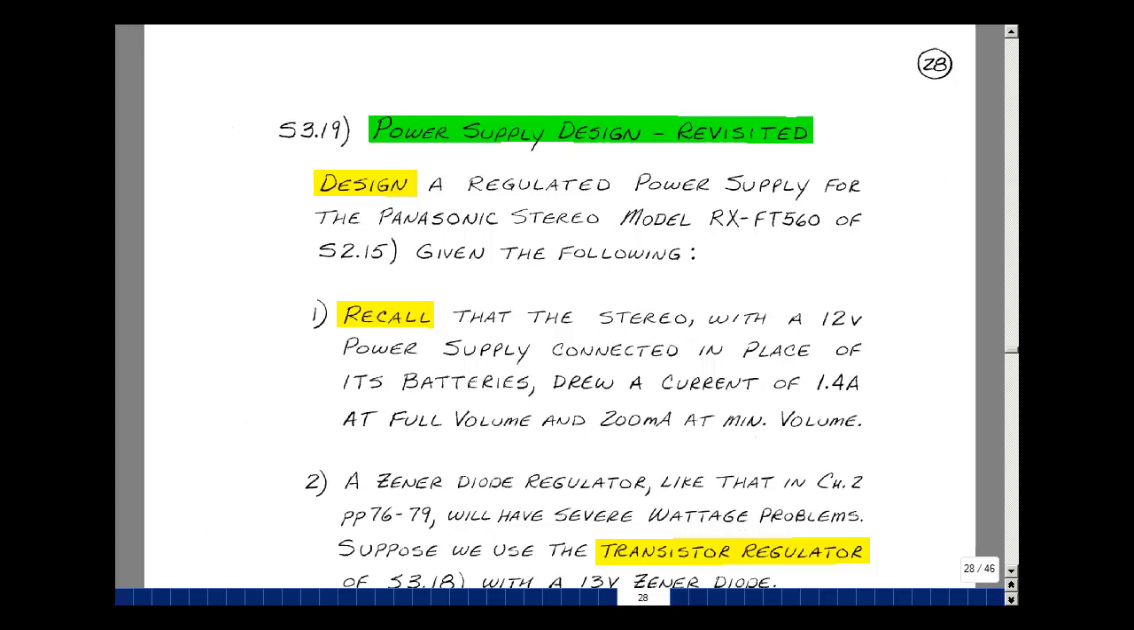This lesson deals with supplemental problem 319. You can find this problem in the ECE302 ebook in the Chapter 3 Supplemental Problems, starting on page 28. Let's revisit the power supply design that we did in supplemental problem 215.